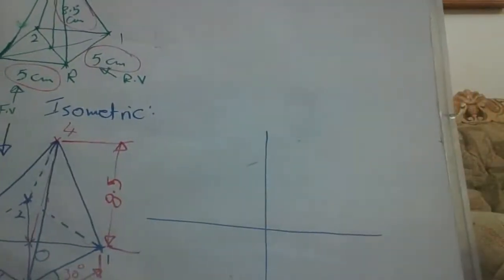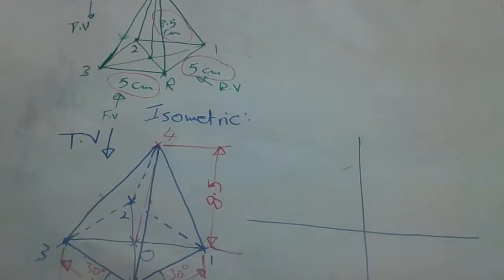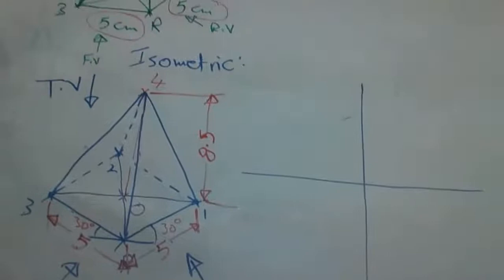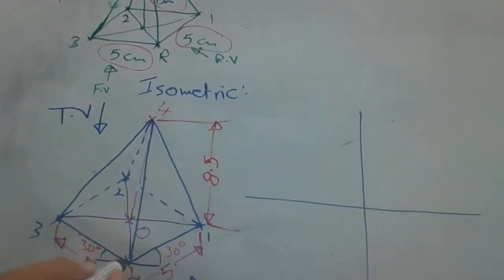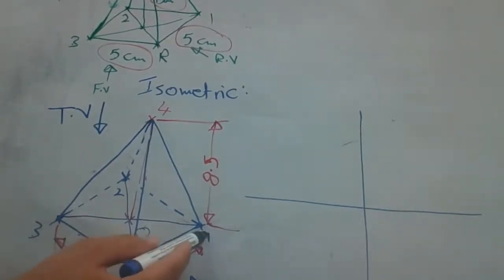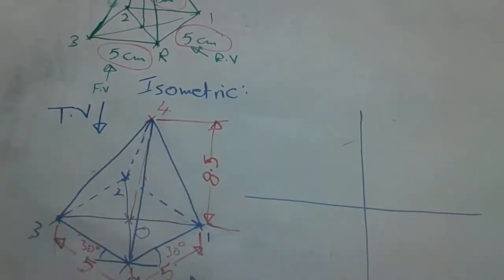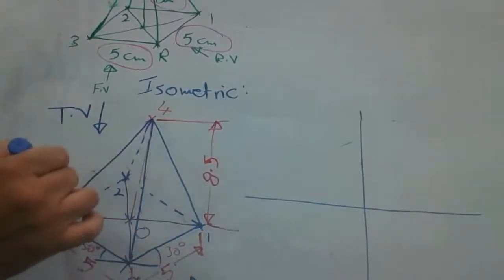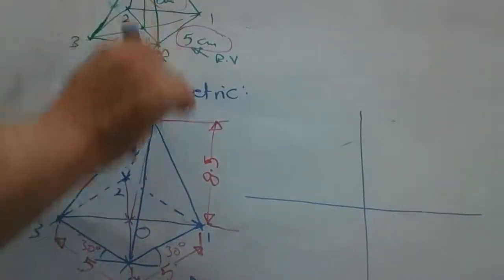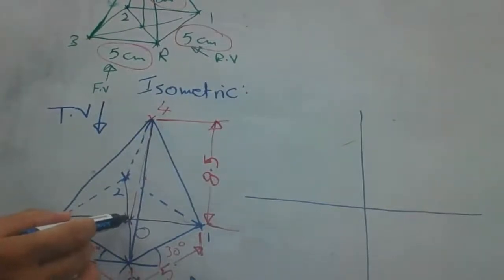If we now want to draw the projection, we can see here for right side view, we can see points R, 1 and 4 as a triangle, and for front view also R, 3, 4. For the top view, we can see all the points R, 1, 2, 3, and 4 is at the mid of the basement.